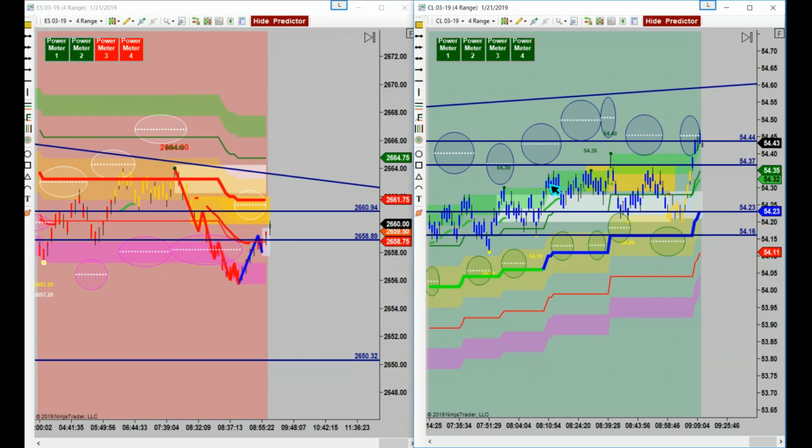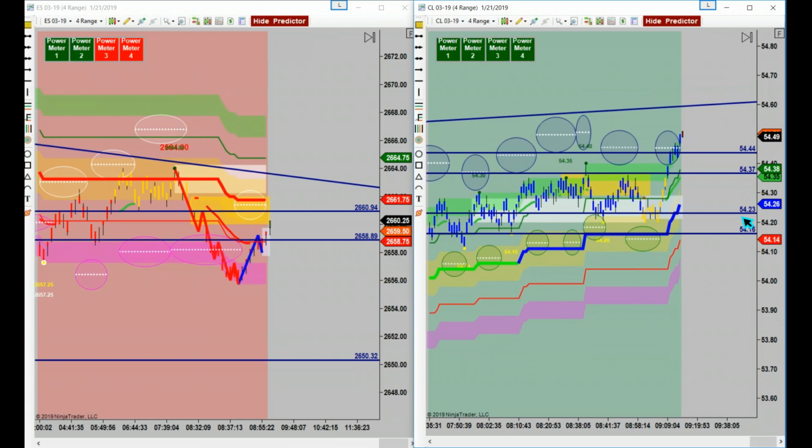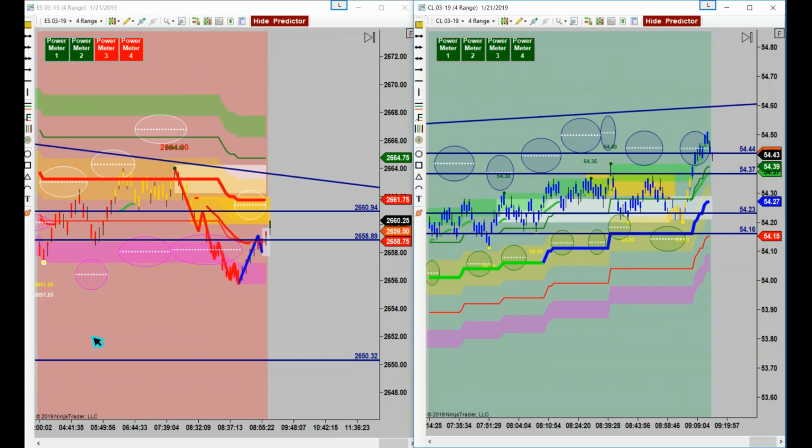Look at this oil go. Anybody grab that again where I was telling you down there? Told you it was going to make fresh highs for the day. And it did. Bank some coin.